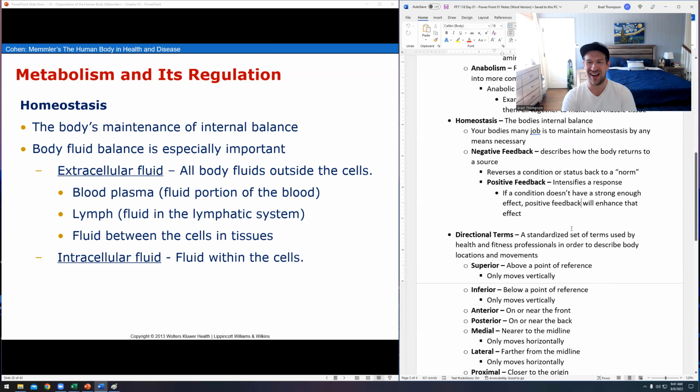It's constantly trying to maintain this balance. We have a word for that. We call that homeostasis, right? Homeostasis is your body's internal balance. Your body's job is to maintain homeostasis. So if you ever get outside of normal ranges, your body will do everything that it can to get you back to neutral.